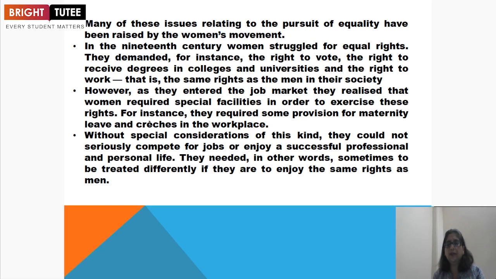Many of these issues relating to the pursuit of equality have been raised by the women's movement. In the 19th century, women struggled for rights. They demanded, for instance, the right to vote, the right to receive degrees in colleges and universities, and the right to work, that is, the same rights as the men in their society. However, as they entered the job market, they realized that women required special facilities in order to exercise these rights. For instance, they required provisions for maternity leave and crèches in the workplace. Without special consideration of this kind, they could not seriously compete for jobs or enjoy a successful professional and personal life. They needed, in other words, sometimes to be treated differently if they were to enjoy the same rights as the men.